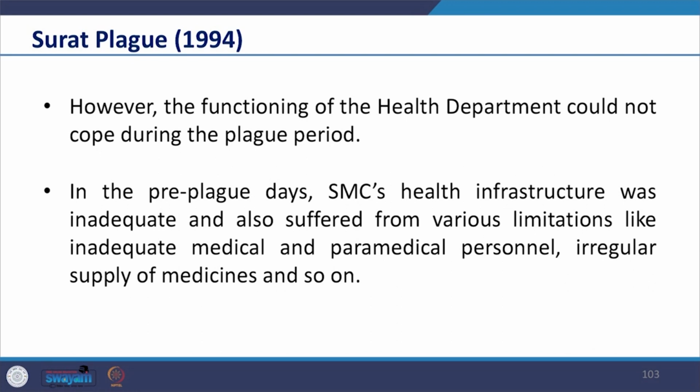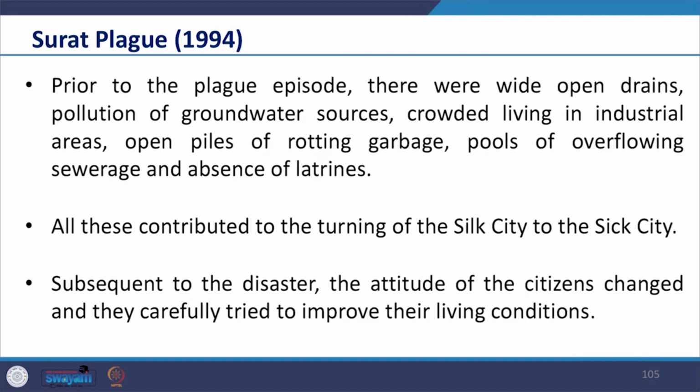In the pre-plague days, SMC's health infrastructure was inadequate and also suffered from previous limitations like inadequate medical and paramedical personnel, irregular supply of medicines, and so on. Prior to the plague episode, there were wide open drains, pollution of groundwater sources, crowded living in industrial areas, open piles of rotting garbage, pools of overflowing sewage, and absence of latrines. All these contributed to turning of Silk City to a sick city.